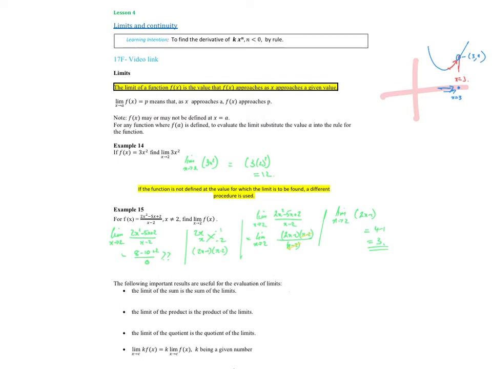All right? So the limit of a function f(x) is the value that f(x) approaches as x approaches a given value. All right? So notation wise, the limit as x approaches a of the function f(x) is equal to p. So if you like, that's the x value there at a, and p is the y value.